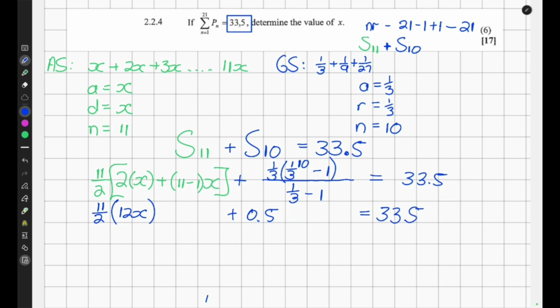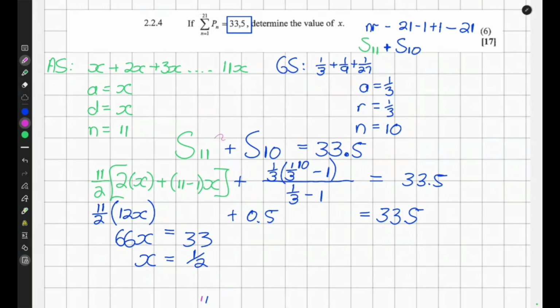Okay, now I can just simplify this equation. So if I take the 12 and I divide it by 2, it's going to give me 6. So this is 66x. And then if I take that plus a half to the other side, that just becomes 33. And therefore, x is a half, and that is what the question asked me. Wow, that was a mouthful. So let's just see, where am I going to get my marks? You would get your marks for getting the S11 plus S10, then for subbing in the correct arithmetic sequence, for subbing in the correct geometric sequence, and then for getting the answer, and for simplifying all the algebra and everything. So there you would get another mark. 6 marks for that question.